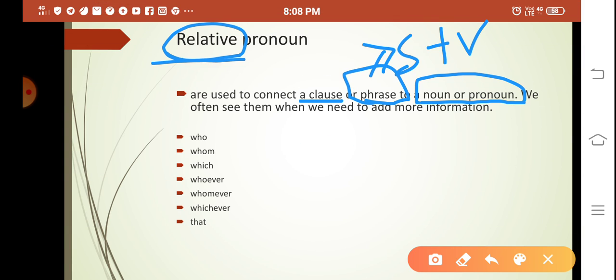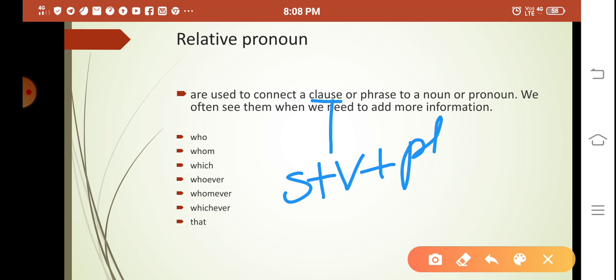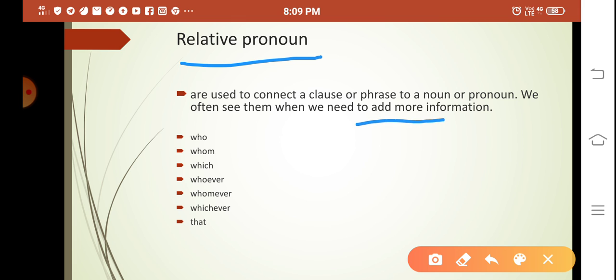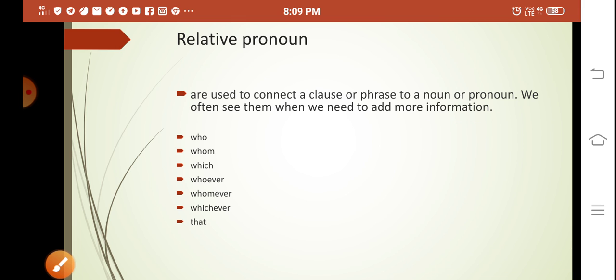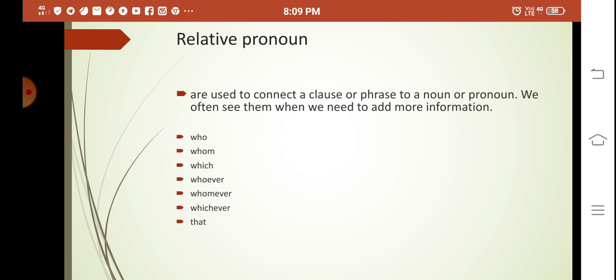Whereas a clause contains subject plus verb along with some phrase. It can contain a phrase too. So the clause should contain subject and verb. We often see them when we need to add more information. These relative pronouns are used to add more information. We'll see the examples, you'll understand very clearly. So the pronouns are who, whom, which, whoever, whomever, whichever, that. We'll see the examples.